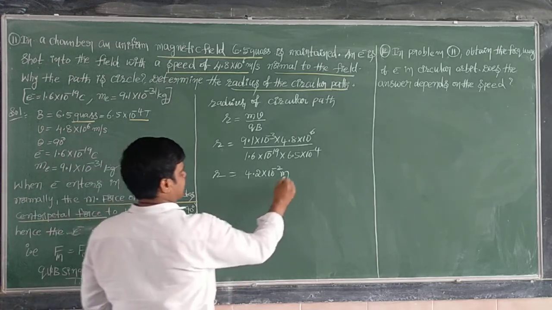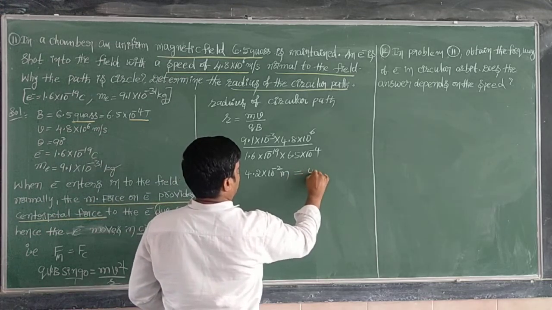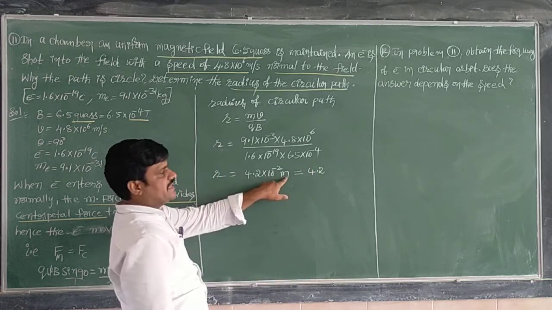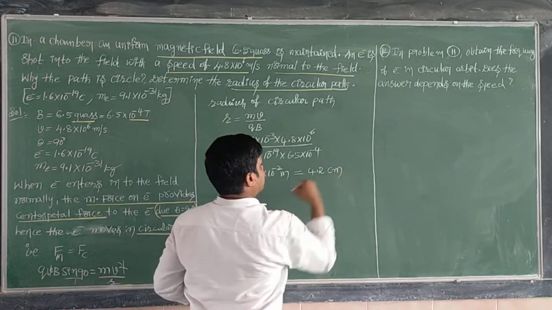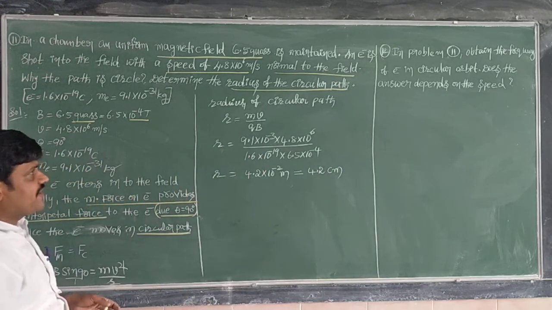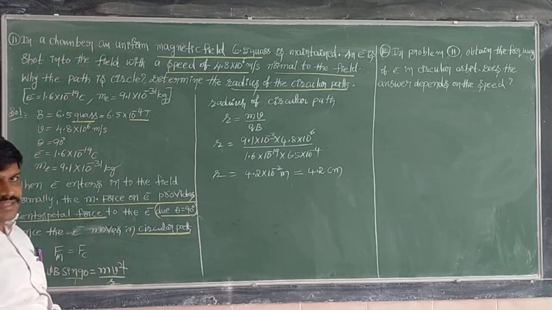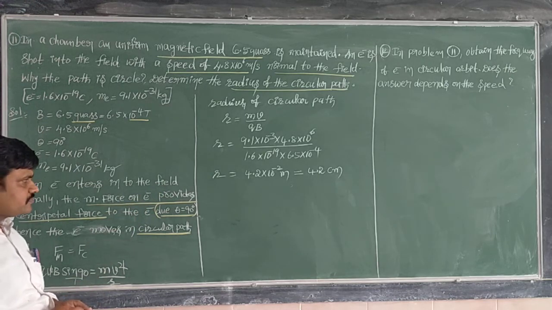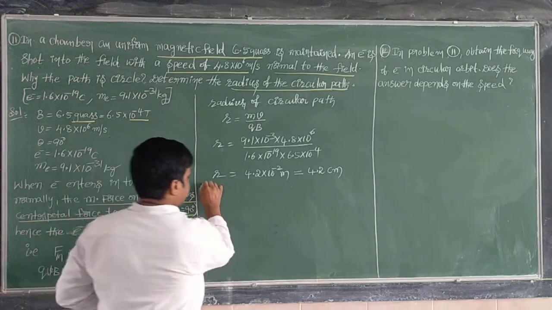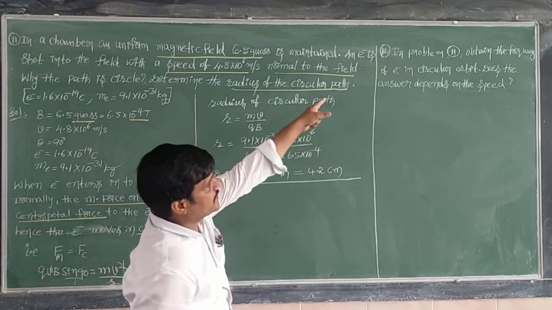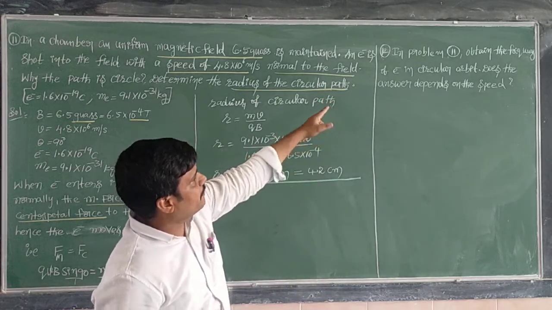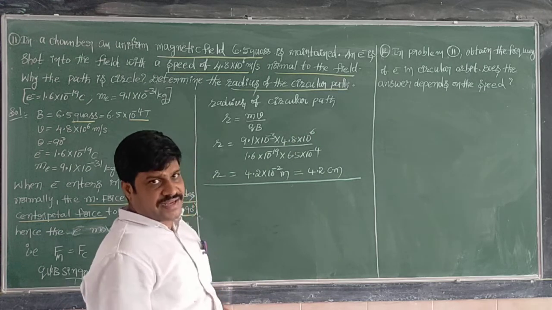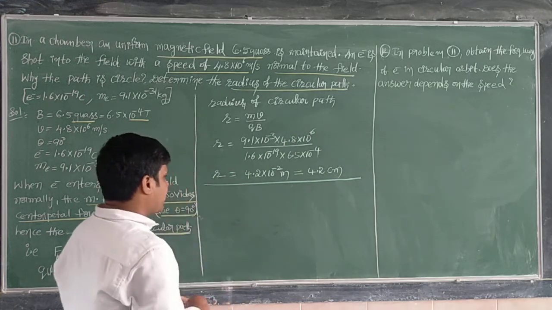In centimeters, 4.2 into 10 power minus 2 meters is equal to 4.2 centimeters. That means the radius of the circular path in that orbit is this much. Afterwards, the problem has a continuation. In problem 11, obtain the frequency of the electron in a circular orbit. In that circular orbit, we have to find the frequency.